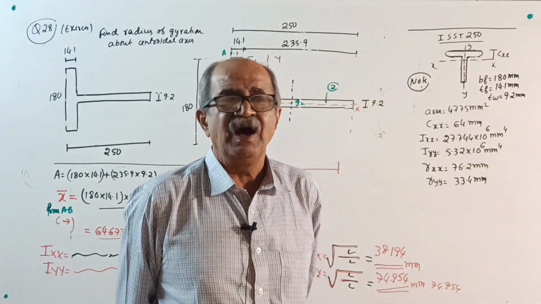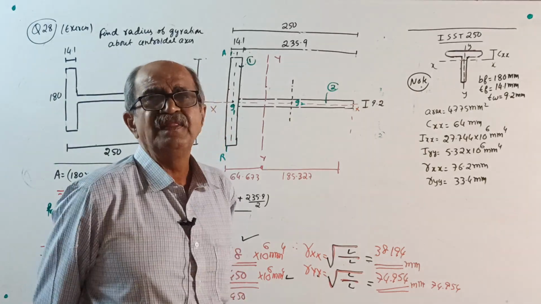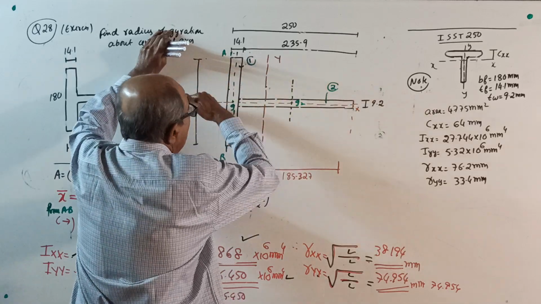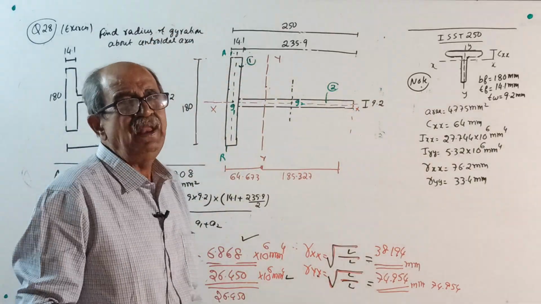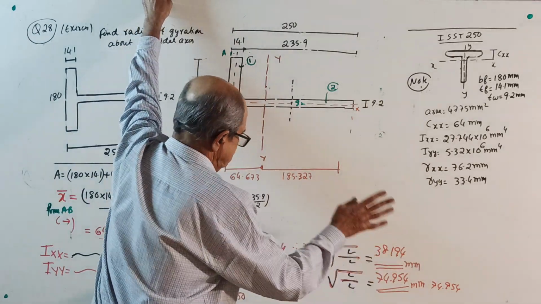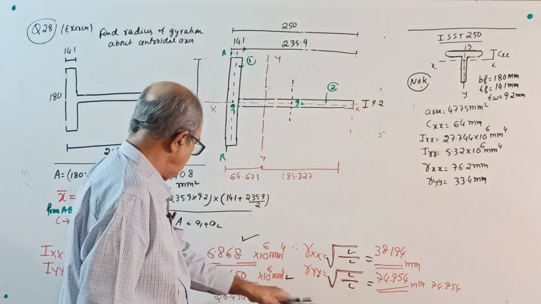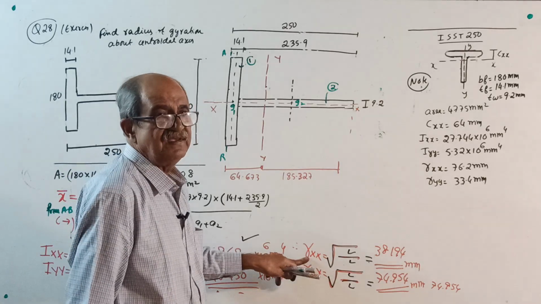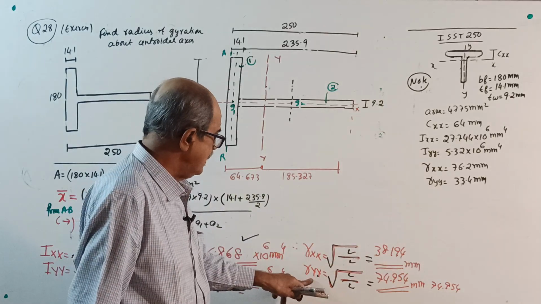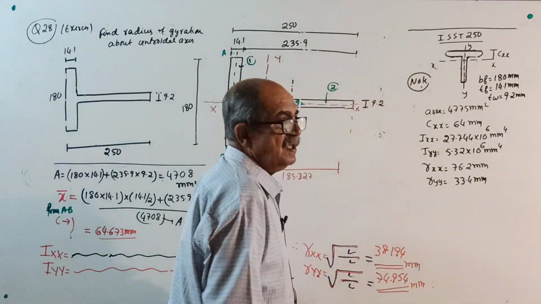Somebody will ask, sir, how do you know that IXX is lesser and IYY more? By looking at the section only, I can make out it has a high moment of inertia about YY and low moment of inertia about XX. Okay, I interchanged, same answer. So we got IXX, IYY. Then calculate RXX, RYY. RXX is root of IXX by A, 38.194; RYY is root of IYY by A. If you cannot calculate, leave it. Okay, now the question is over.